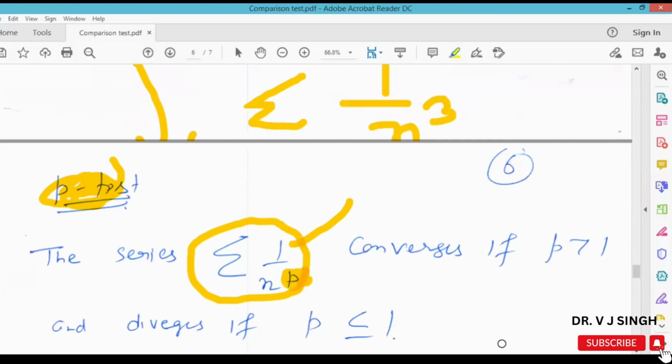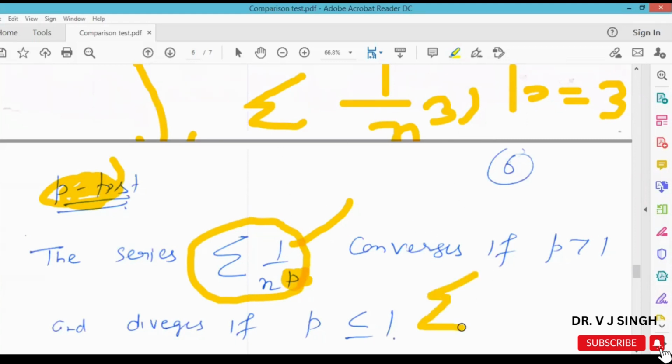So how will we check? Now in this case, what is p? In this case it is 3. We check the value of p. If it is greater than 1, then this series is convergent. If it is less than or equal to 1, then this series is divergent. So what is it, convergent or divergent? In this case, this is convergent.